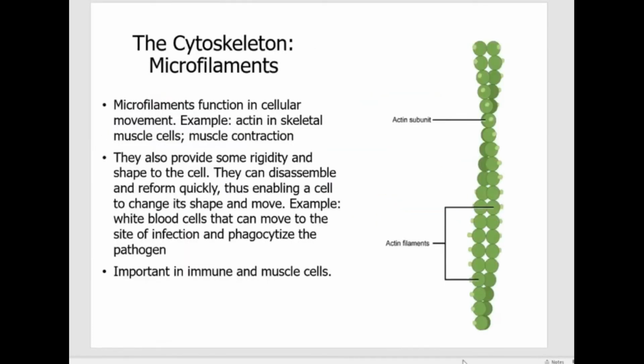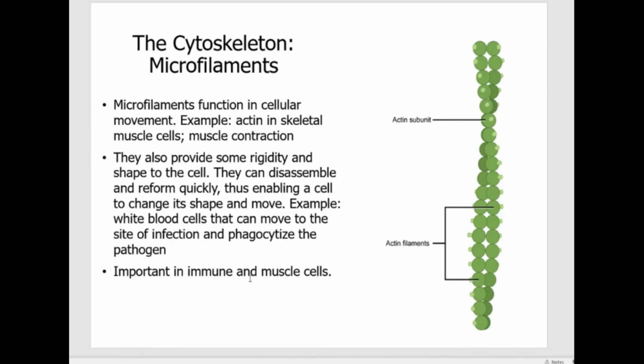Okay, so let's look at the microfilaments first. Now, just remember a couple of examples. First of all, you have these microfilaments in your muscle cells, and this is how your muscle cells generate contraction. The main ones are actin and myosin. So that's microfilaments.